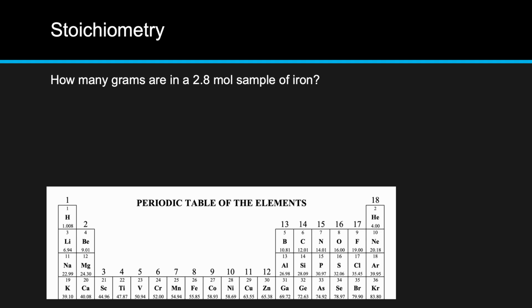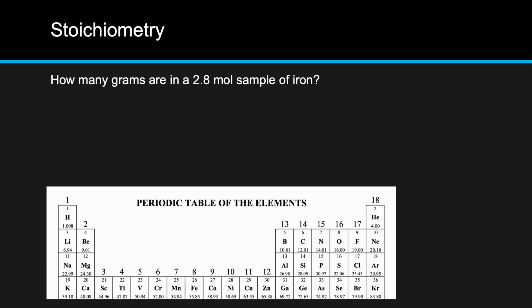All right, and now for everyone's favorite part. Actually, it is one of my favorites because it's very therapeutic. But now we're going to dive into some stoichiometry, which is just a fancy way of saying we're converting between one thing and another thing using a balanced chemical equation. So first, how many grams are in a 2.8 mole sample of iron? This doesn't even have a chemical equation. It's just nice and simple.